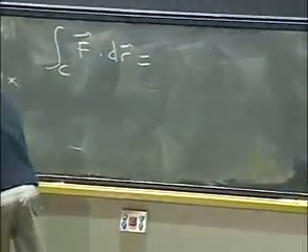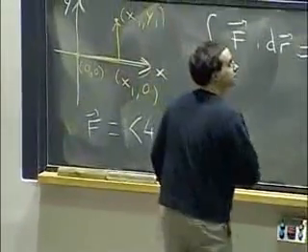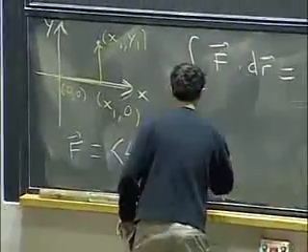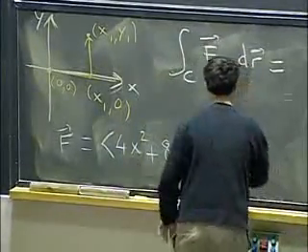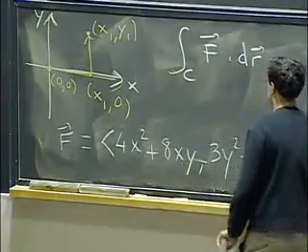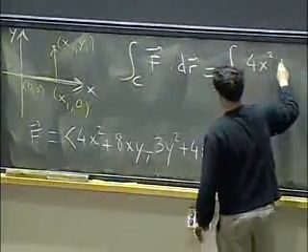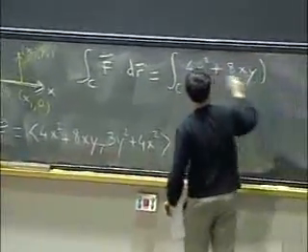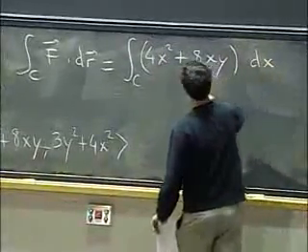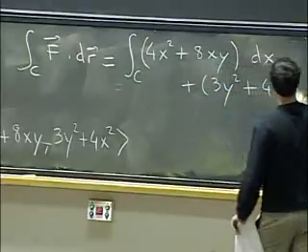So here, let me copy it because I'll have to erase at some point. So it's 4x squared plus 8xy and 3y squared plus 4x squared. So that will become the integral of 4x squared plus 8xy dx plus 3y squared plus 4x squared dy.